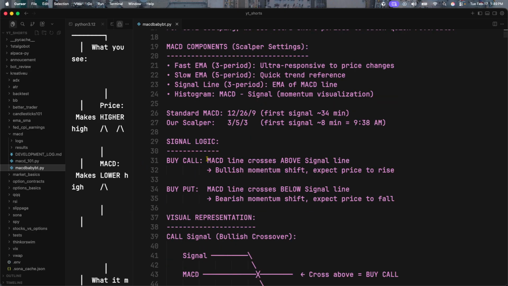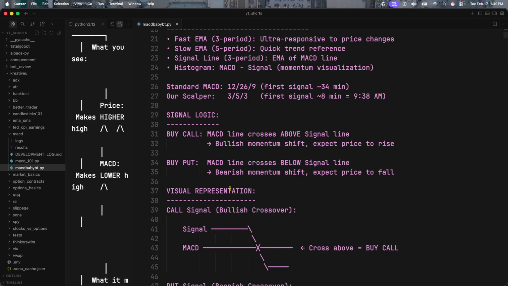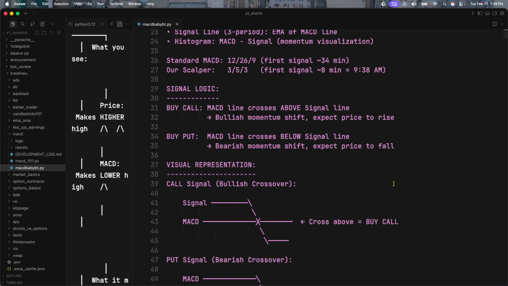So for a bullish signal, this is what's going to happen, for when we want to buy a call, right? And that's our bullish signal. We think that the market is going to go up. The MACD line crosses above the signal line. This is a bullish momentum shift. Expect the price to rise. And we're going to buy a put, because we're bi-directional here, when the MACD line crosses below the signal line, the bearish momentum shift. Expect the price to fall.